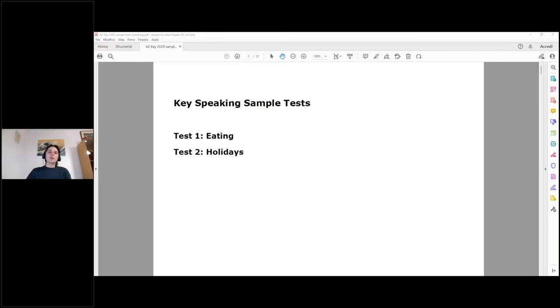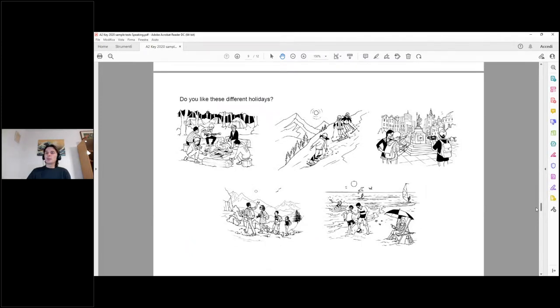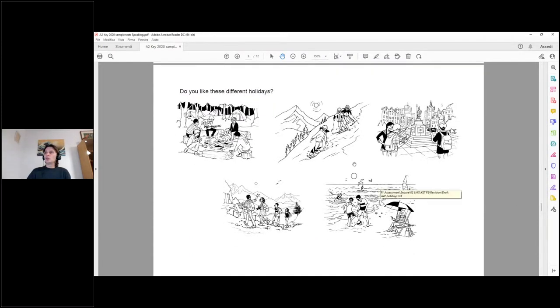Now we are going to look at part 2 of test 2, holidays. So let's go to this different picture, which you should be able to see, right? And I'm going to ask you a question about these different places. Okay. Do you like these different holidays? So tell me your answer.